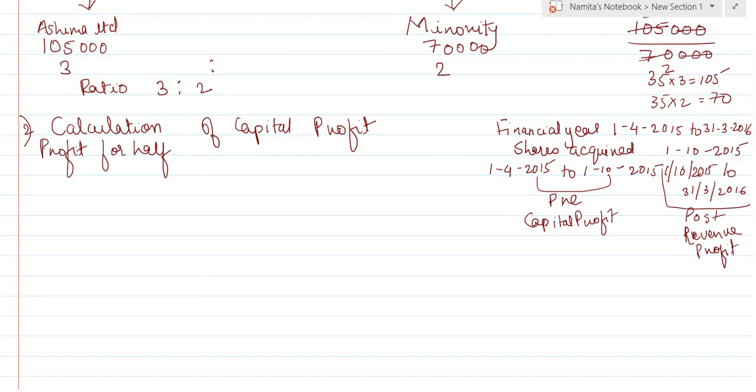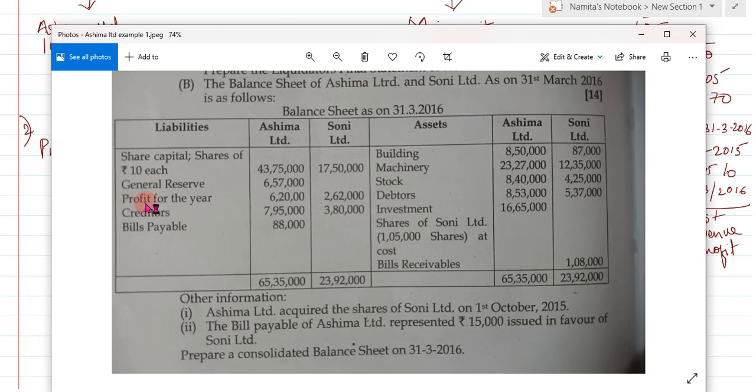Now how much is the profit? Okay, see here, on the liability side they have given profit for the year. For calculation of capital profit and revenue profit, you will take all the values of the subsidiary company. Subsidiary company is what? Sony Limited. So profit for the year of Sony Limited is how much? 2,62,000.